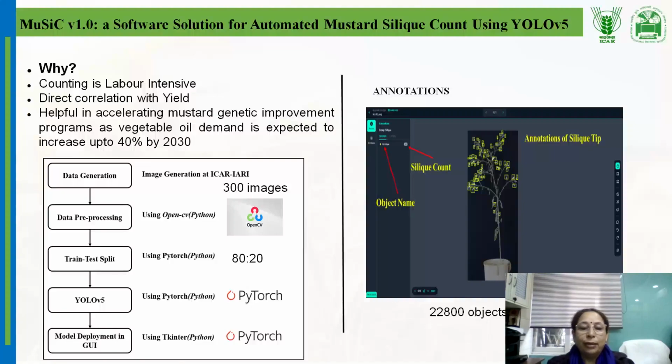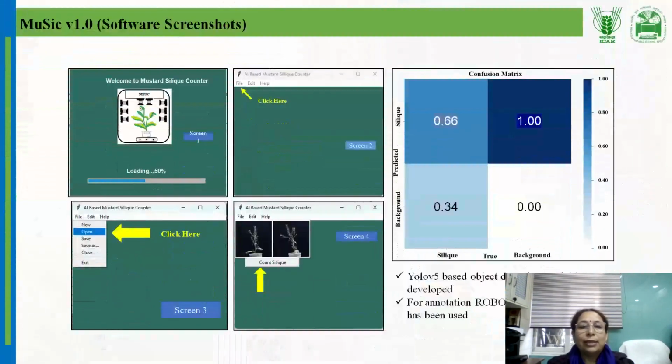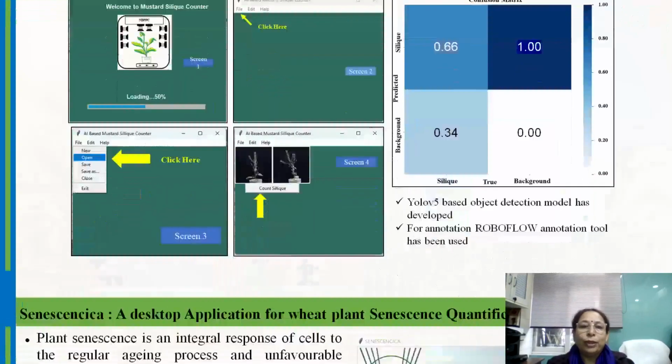on the mustard plant. You can see this particular software which we have given the name MusSil, mustard silique. In this software, you can open the image file of the mustard plant, and then it will give you the counting of the siliques, and it will show you the presence of the siliques on this particular mustard plant. We got more than 60% accuracy for this, and we are working on improvement of the same.